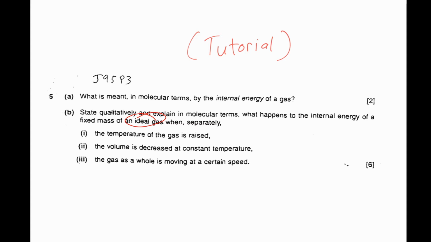Part B. State qualitatively and explain in molecular terms what happens to the internal energy of a fixed mass of an ideal gas when separately the temperature of the gas is raised. So you just have to mention the change in temperature. So you can say, when temperature increases, KE increases. Therefore, internal energy increases. So don't forget to add the last part about the internal energy.